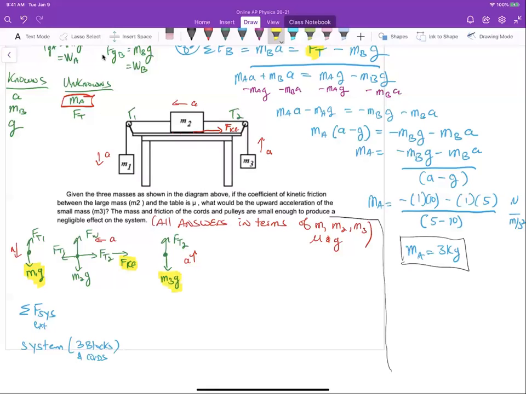Those are my external forces. I'll highlight that in love.